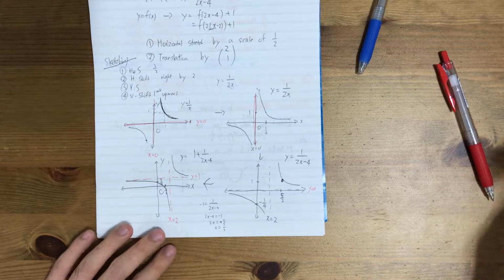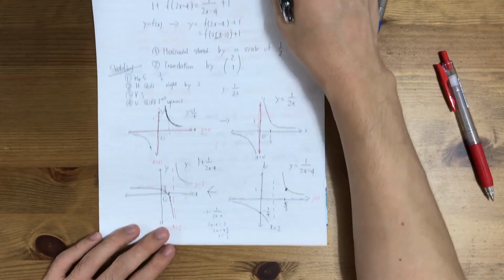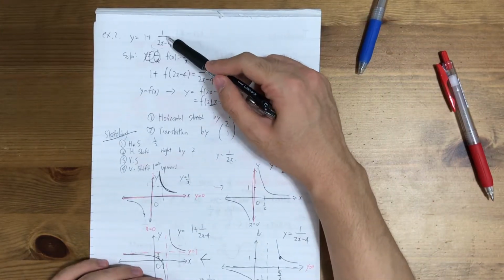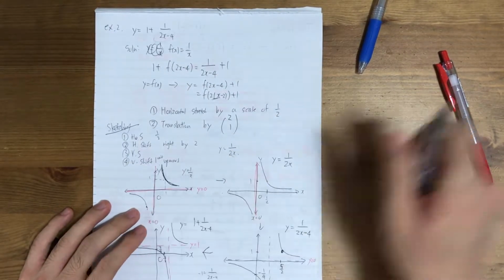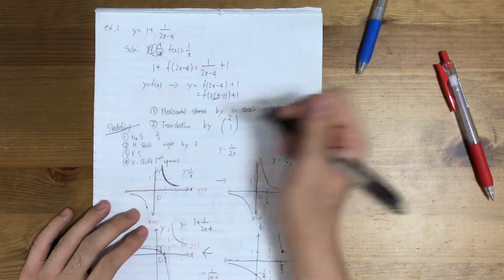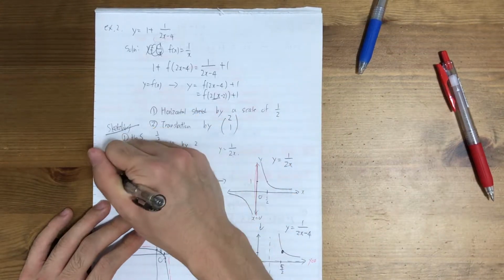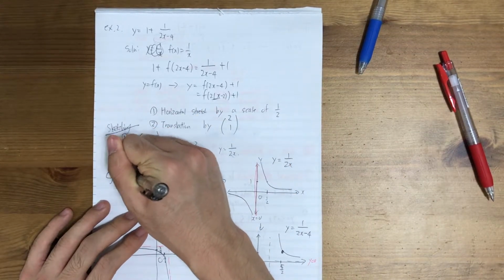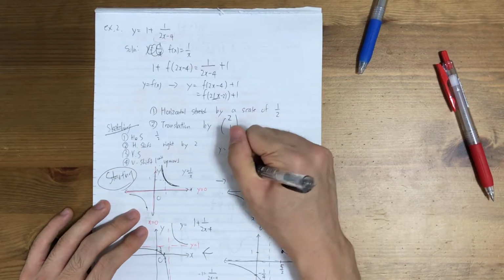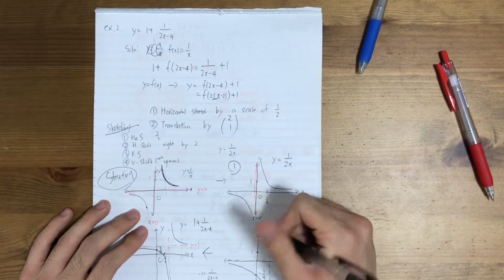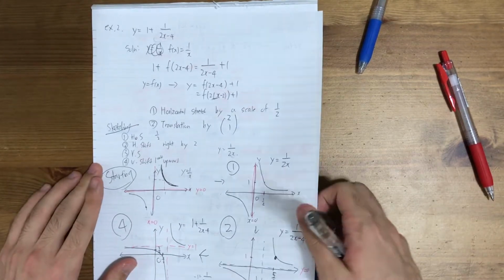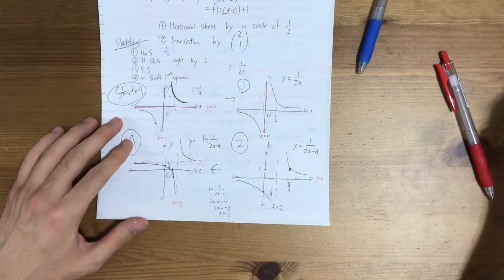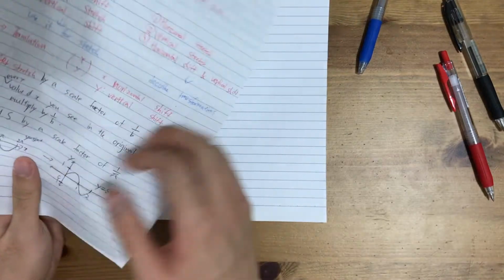So this is how we can sketch a more complicated function from what we have using transformation, okay? So this is the starting function. This is the effect of 1, and this is the effect of 2, and this is the effect of 4, okay? So this is an example, and there is one more example that we are going to see.